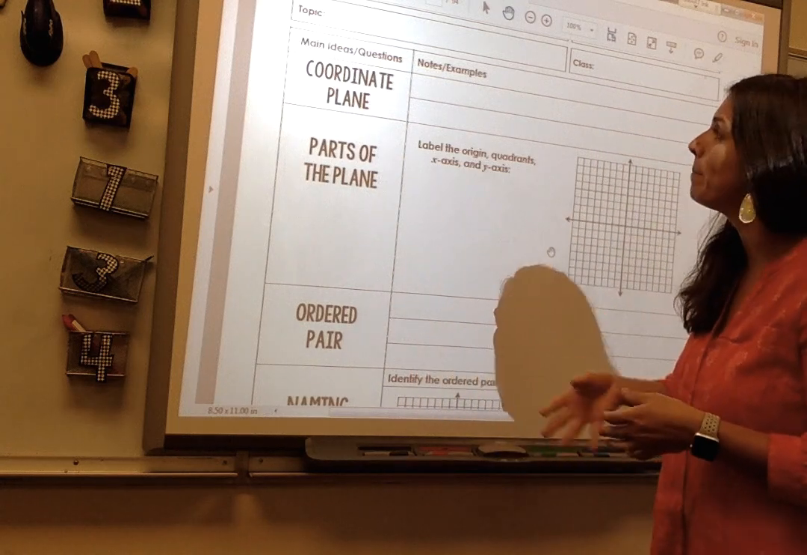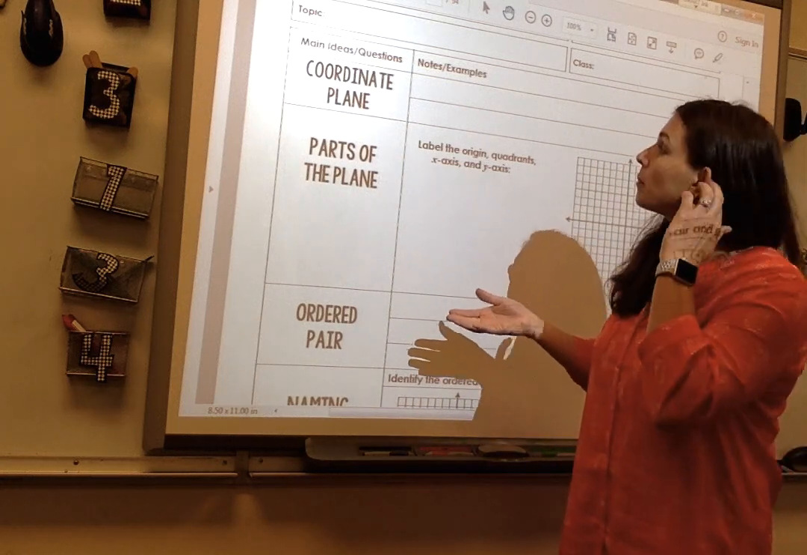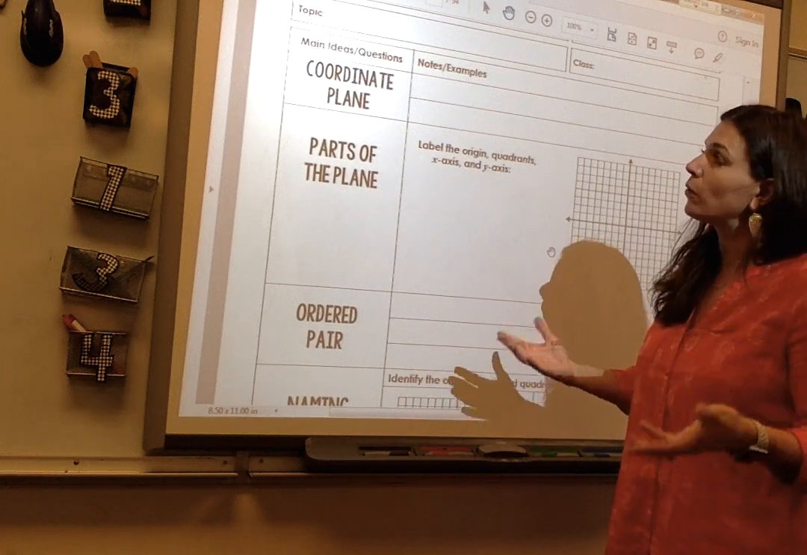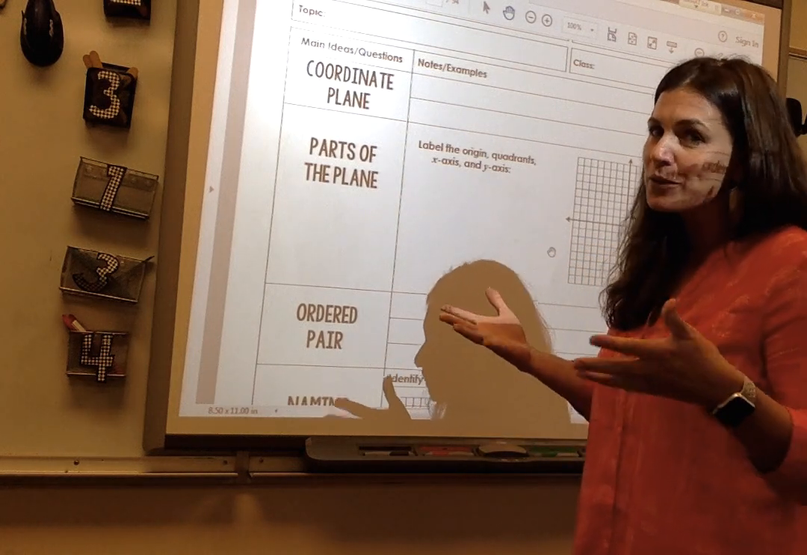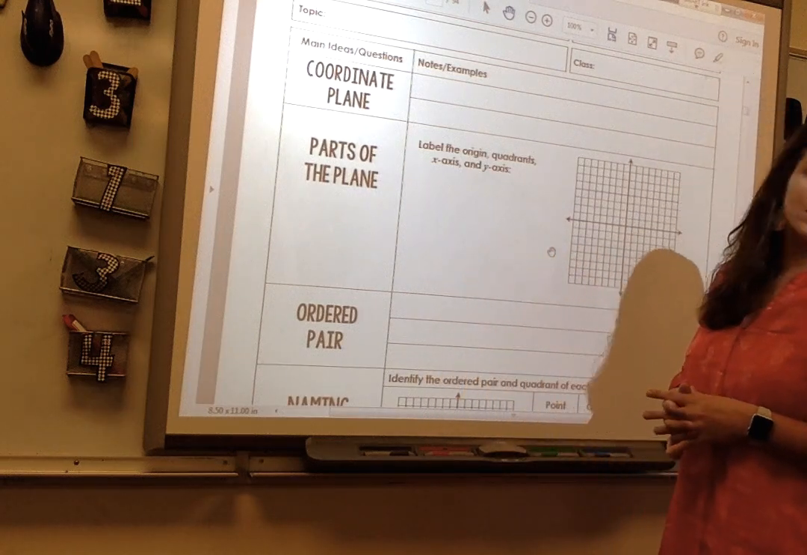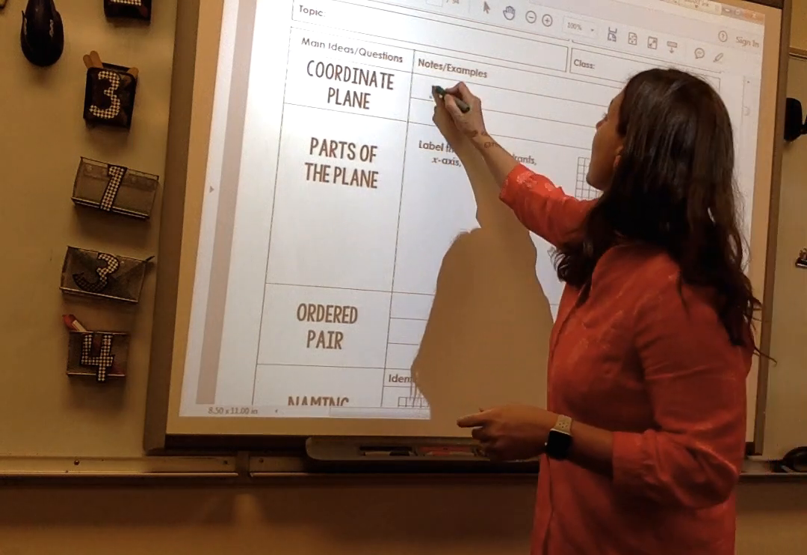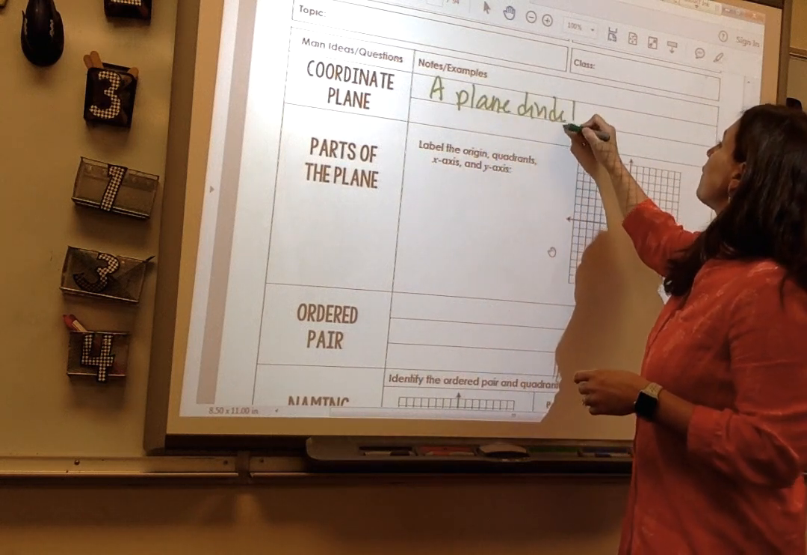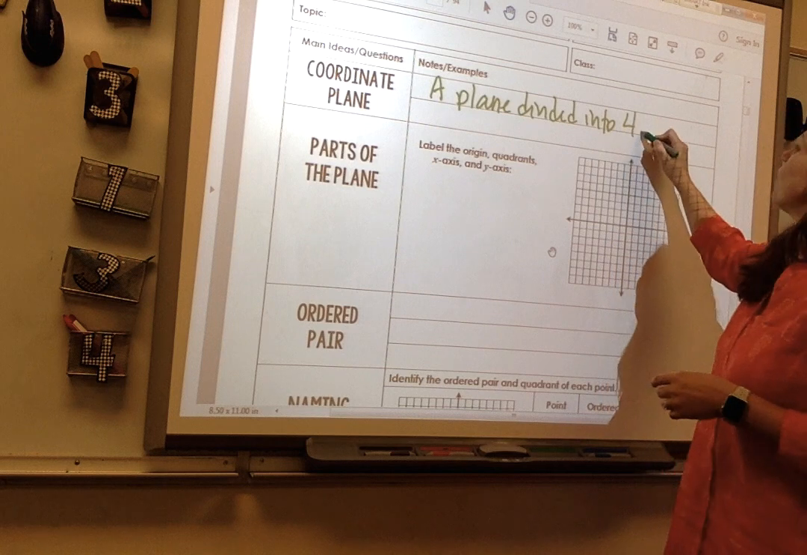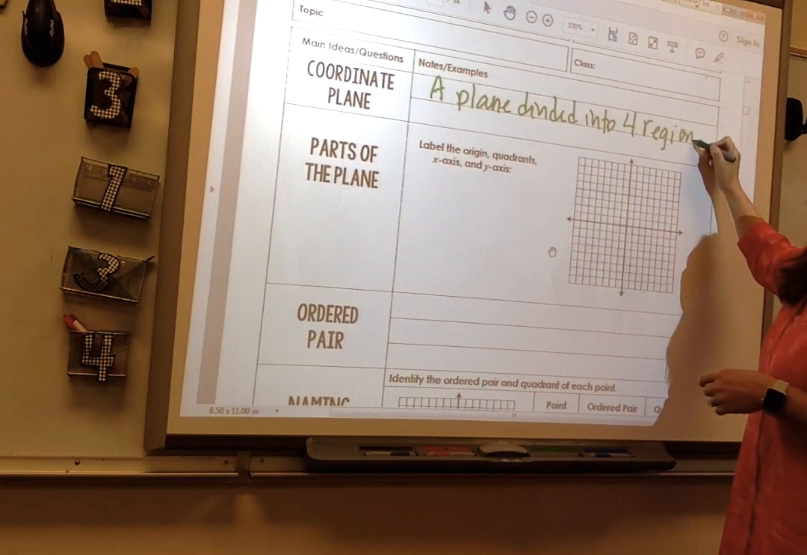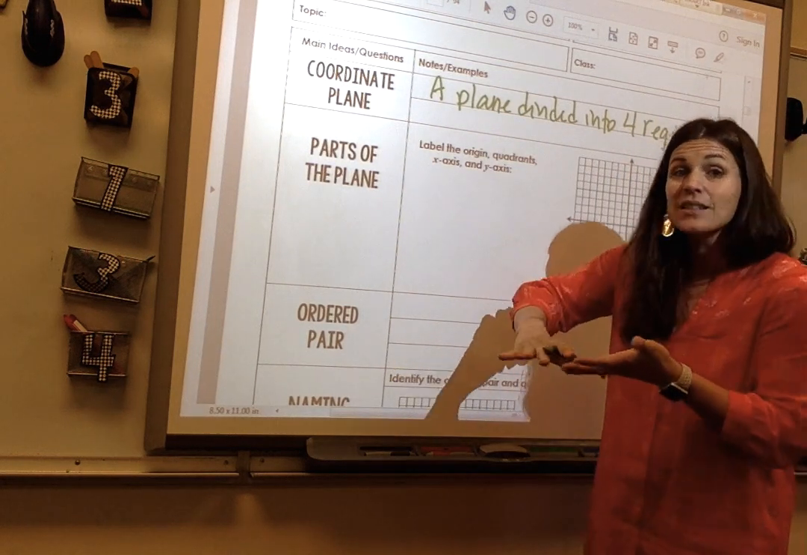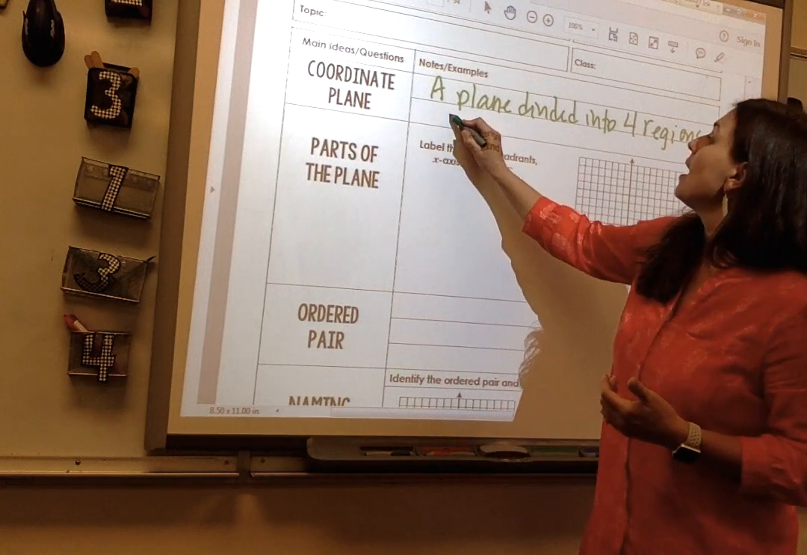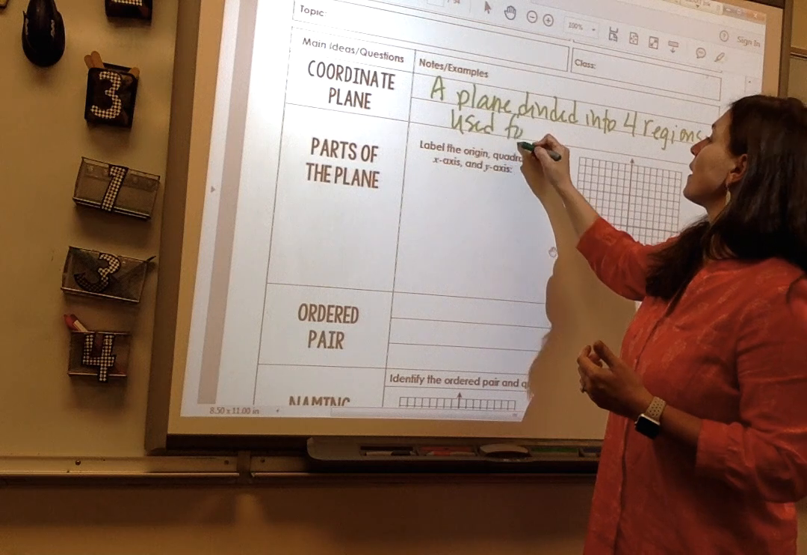So the first one is about the coordinate plane. We're going to start with the coordinate plane, and this should be a review for everybody, but it's always good to refresh our memories. So what is a coordinate plane? It is a plane divided into 4 regions. And we know a plane is flat, so flat means 2-dimensional. So it's divided into 4 regions, and it's used for graphing.